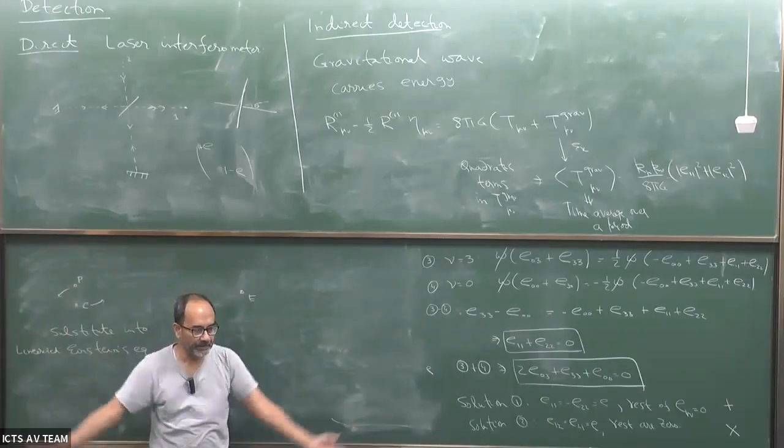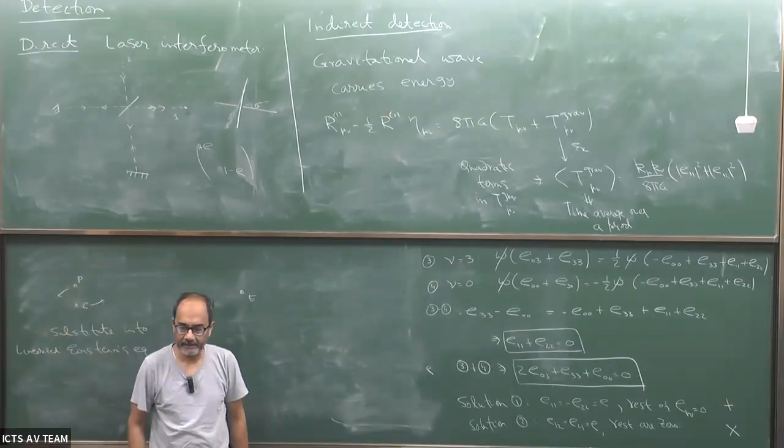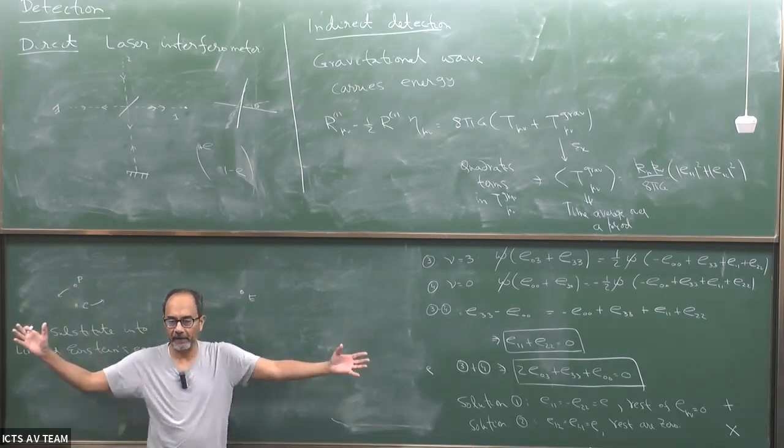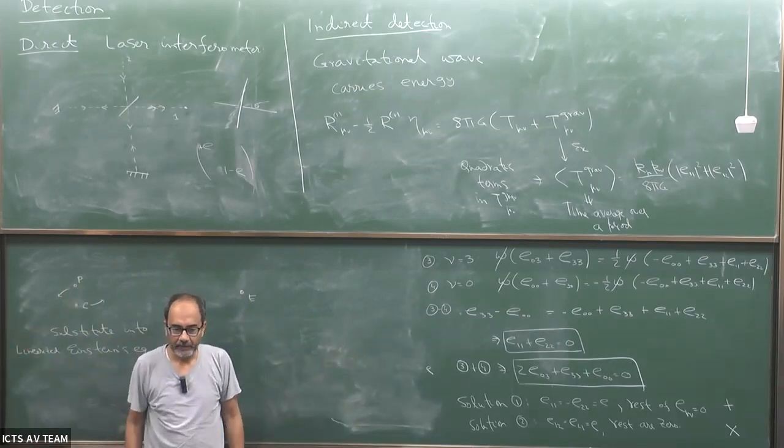Take a big sphere around this system and calculate the total flux. That tells us the rate at which it loses energy, right, by emitting gravitational waves. Is that clear?